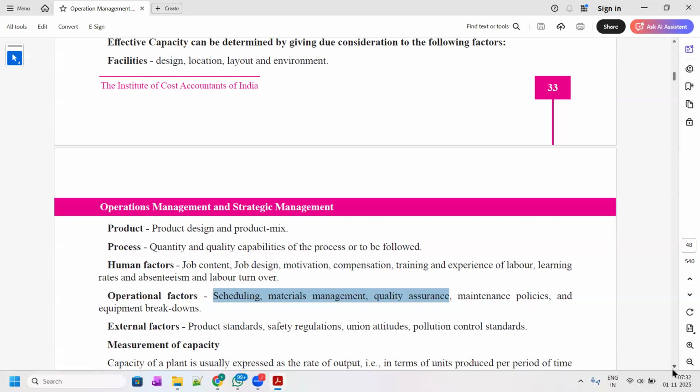Now the question comes: why is capacity planning important? Adi, why is capacity planning important?